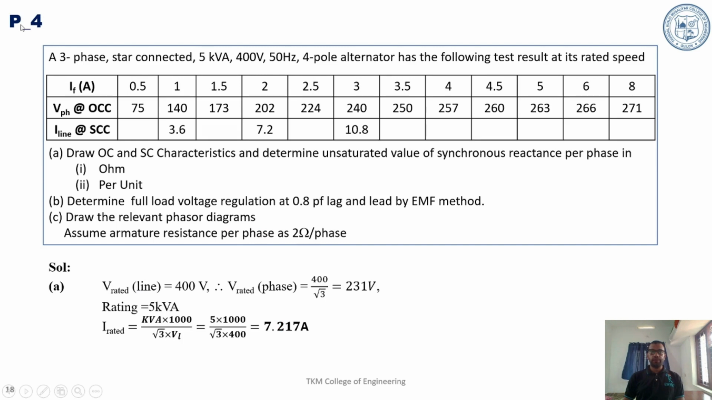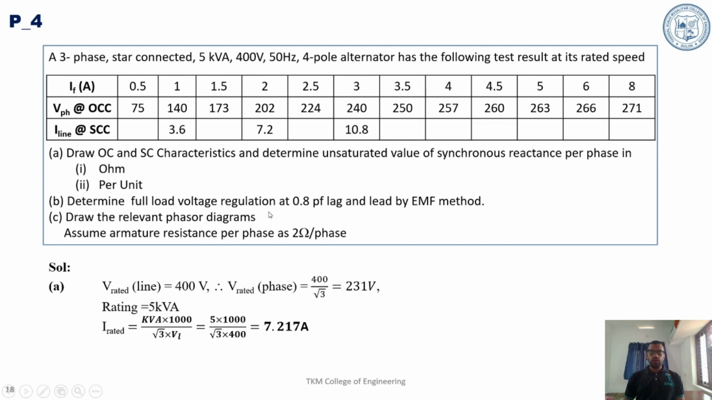Coming to the fourth problem: a three-phase star-connected 5 kVA, 400 volt, 50 Hz, 4-pole alternator has the following test result at its rated speed. This is the field current and this is the open circuit voltage in phase values, and this is the line value of the short circuit current. As it is star connected, line value is equal to phase value. Here we need to draw the open circuit and short circuit characteristics and determine the unsaturated value of synchronous reactance per phase in ohmic value as well as per unit value.